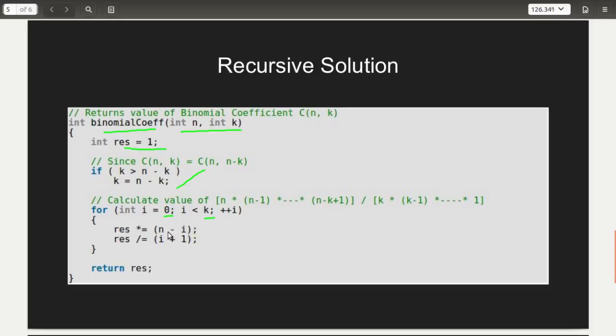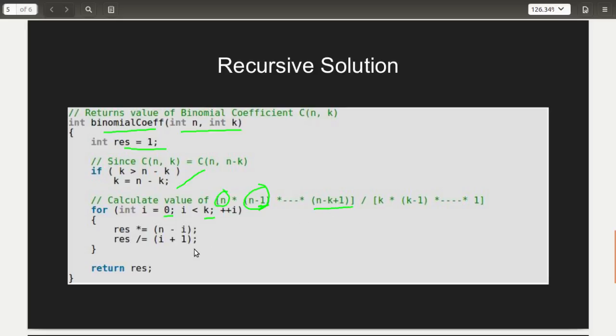At each iteration of this loop, we multiply result with n minus i. Here n minus i represents the terms in the numerator. So when i is equal to 0, we are multiplying the numerator by n. When i is equal to 1, we are multiplying the numerator by n minus 1, and so on. Finally, in the last step, when i will be equal to k minus 1, we will be multiplying our numerator by n minus k plus 1.